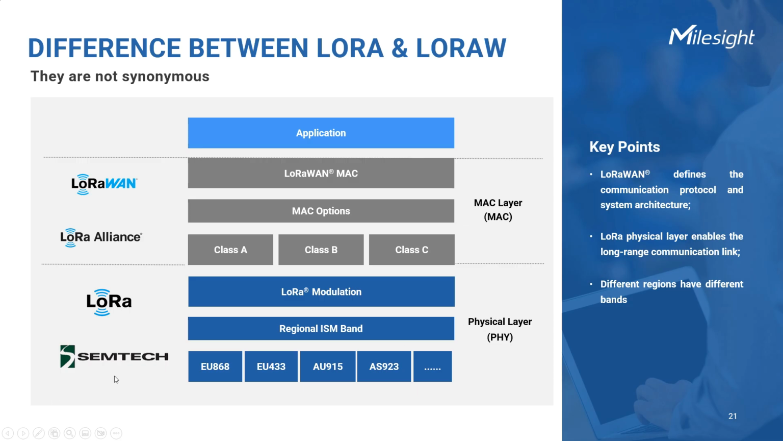LoRaWAN is an open networking protocol that delivers secure bidirectional communication, mobility, and localization services. It is standardized and maintained by the LoRa Alliance. In this slide, on the layer below, you can see the different regions have different bands, such as in Europe, in the US, in Australia, in Asia. There are different frequencies.